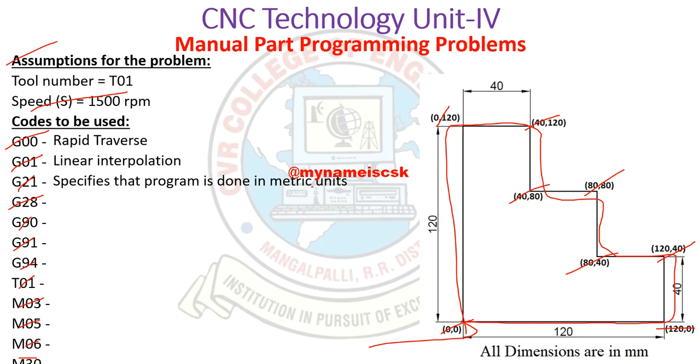Next, G21 specifies that the program is done in metric units, because in India we use only metric units and not inch units, so that's the reason we have to use G21.